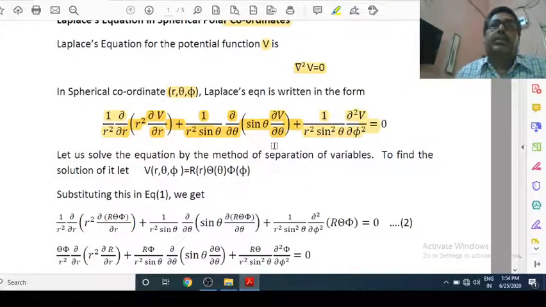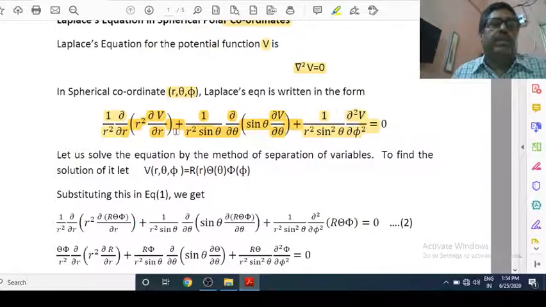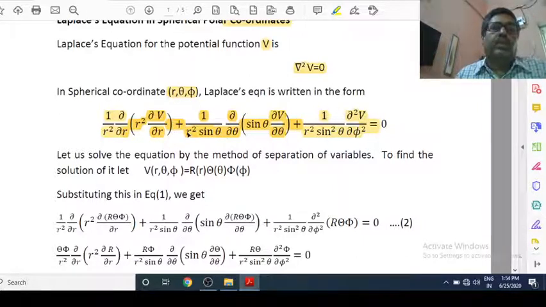The question is how to solve. We are going to solve this by the method of separation of variables. So there will be a technique here. What is the technique? You should know. See here, the second part has r squared sine theta, and the third term has r squared sine squared theta, with all the coordinates here.